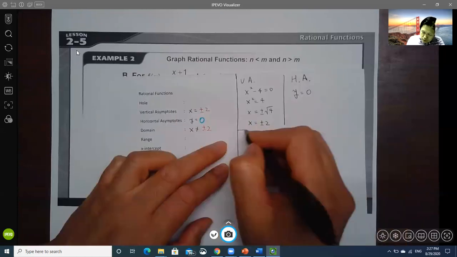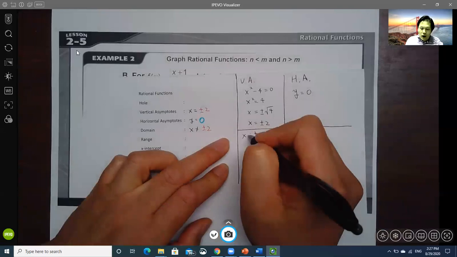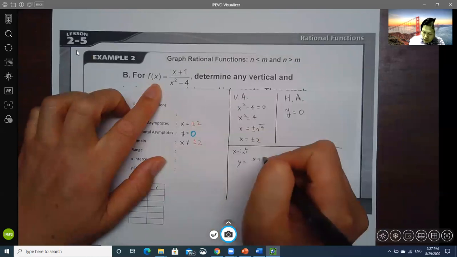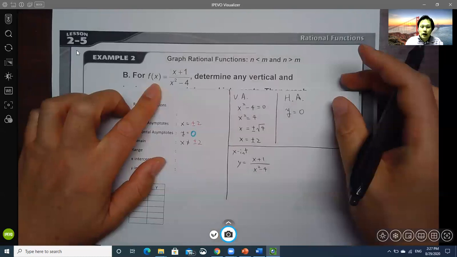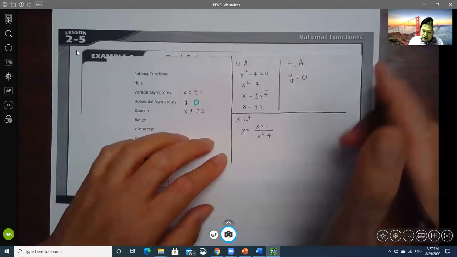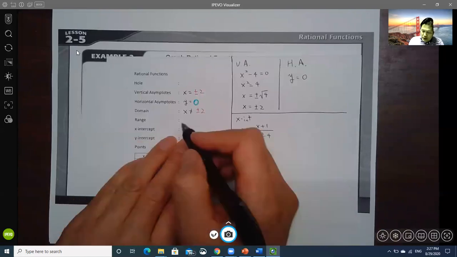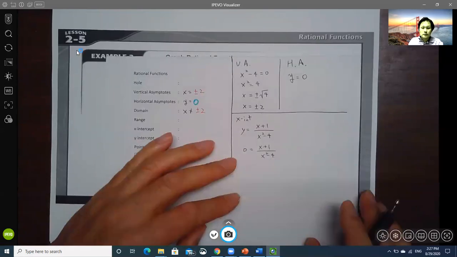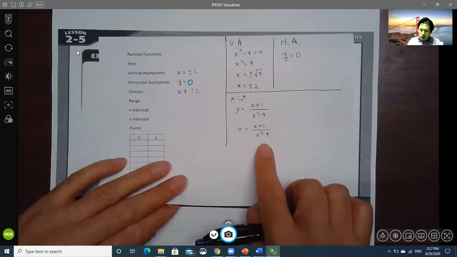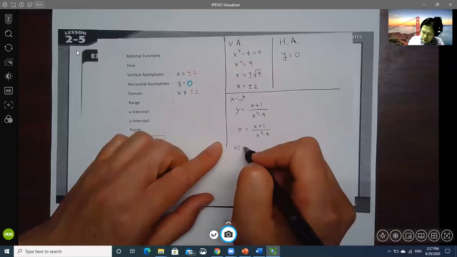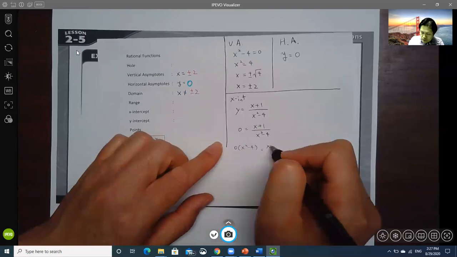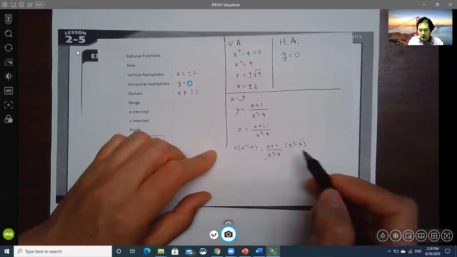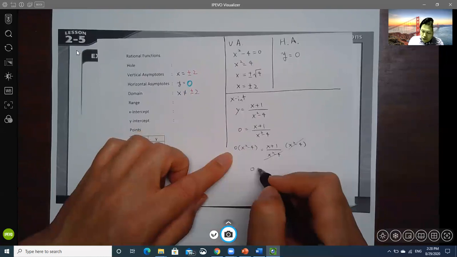X-intercept, you plug it in y. F of x is y. So y equal to x plus 1 over x squared minus 4. How do you get x-intercept? Plug it in y is 0. Solve x. We have to get rid of this x on denominator. How? Multiply by denominator both sides. So multiply by x squared minus 4 both sides, because you're going to cancel this out. 0 times whatever becomes 0. So 0 equal to x plus 1.